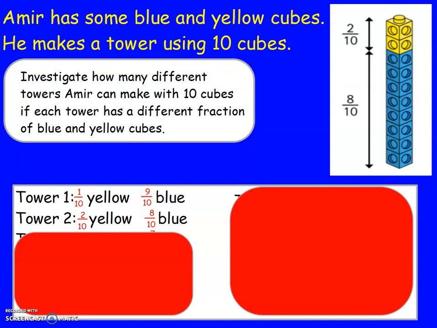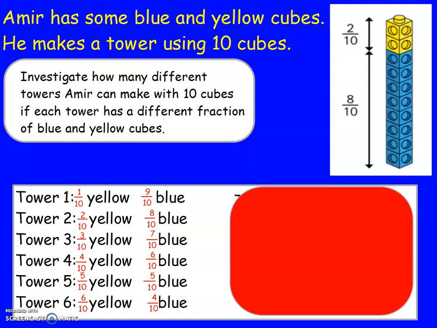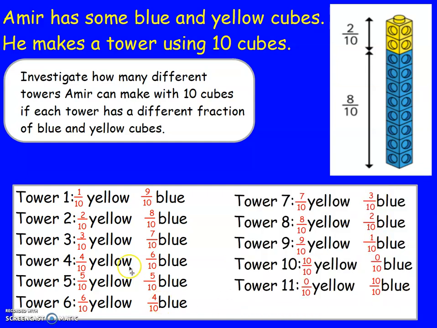So here are all the towers that I thought that he could make. So can you notice a pattern? The yellow is getting higher each time and the blue is getting lower each time. So we could have 1 tenth yellow, 9 tenths blue. 2 tenths yellow, 8 tenths blue, and we can work it out in a pattern like that. Or we could have all yellow or all blue. Well done if you got that right.